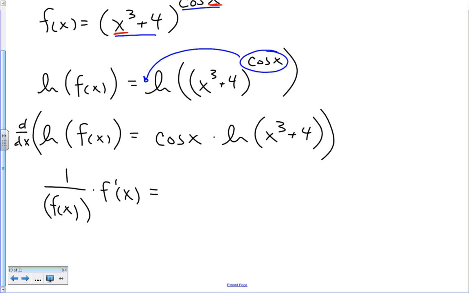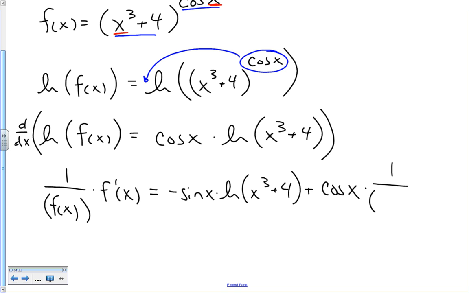On the right side of this, we've got a product, so follow product rule. So the derivative of the first function, derivative of cosine, is a negative sine times the second function, natural log of x cubed plus 4. And then we add to that the first function, that's the cosine of x, times the derivative of the second function. Now there's a composition again, so follow chain rule as we do this. It's 1 over something, and then chain rule says you substitute in the inside function, x cubed plus 4, and then multiply by the derivative of the inside, which is going to be 3x squared.